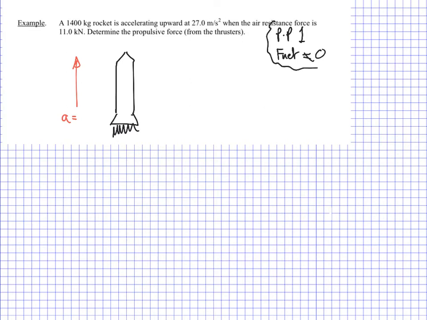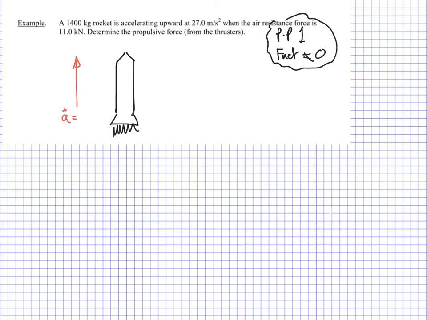Okay, so I'm thinking about this. My Fnet does not equal 0, which means I have an acceleration. I'm going to have an unbalanced free body diagram, which means my Fnet expression is going to give me an ma. I can say Fnet is equal to ma. Let's keep going with our forces.